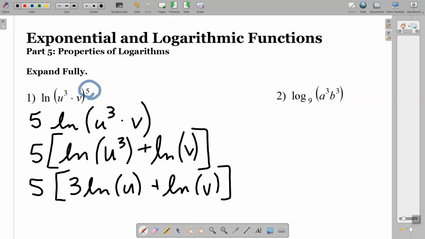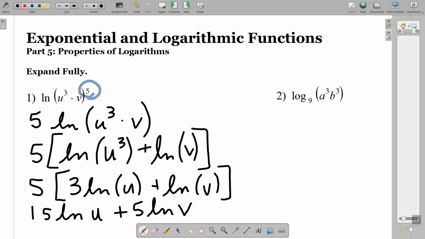Okay, now there's nothing wrong with this answer as a final answer, but we do have maybe some simplifying we could do here. We could possibly do some distributing. If I distribute the 5 to both of these, I would have 15 natural log u, and we'll remove those parentheses because in this case there's just not any reason for them to be there. And then I'll distribute the 5 to this one and have 5 natural log v.